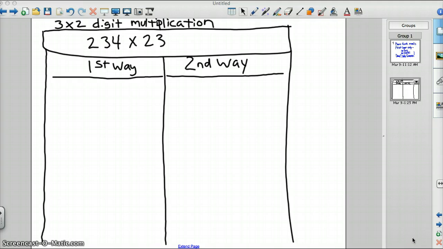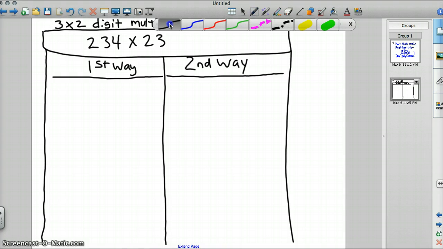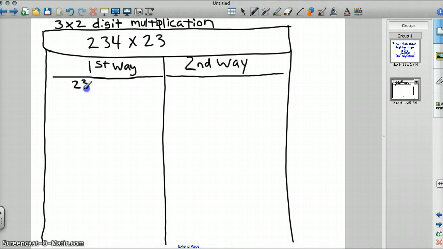To multiply 234 times 23 in two different ways, there is a first way and a second way. The first way is going to be an old school method that has kind of a new school twist. What we can start out with is placing 234 times 23 in this way. And we're always going to start with our good friend, the ones column on our lower number.